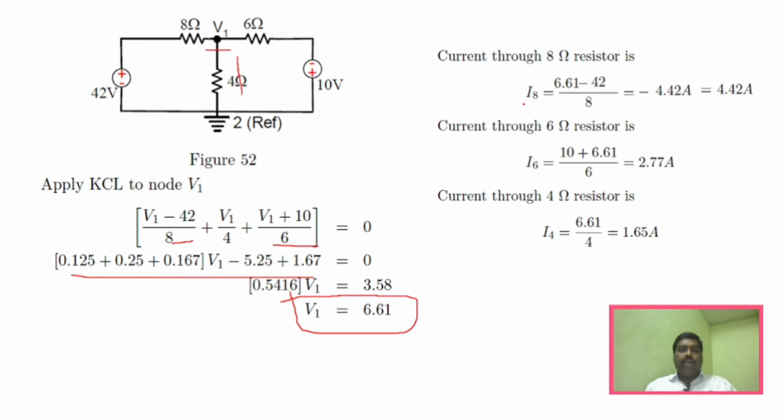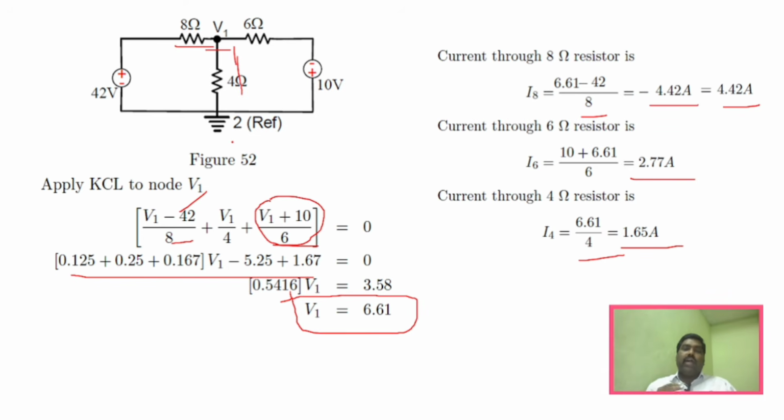And now we need to find the current across this resistor. So for the current across this resistor, I am supplying V1 here, 6.61 minus 42 divided by 8, right? I am getting a negative sign, you can neglect the negative sign. And similarly, the current across this 6 ohm is where this expression V1 plus 10 divided by 6 applies. I am just applying V1 6.6 and finding I6. Similarly for this branch, I4 is equal to 6.61 divided by 4, so that you will get it, right?